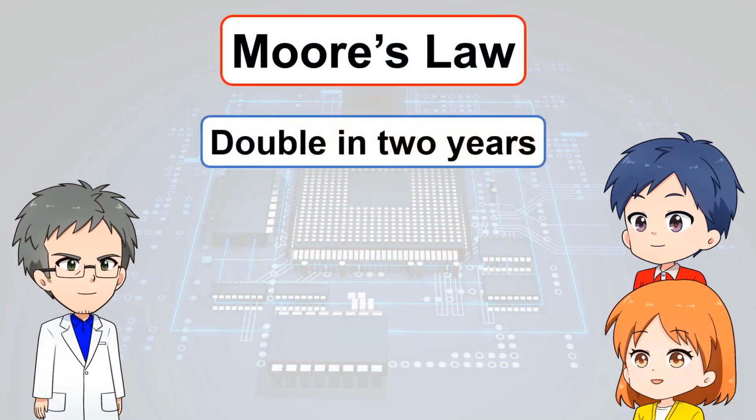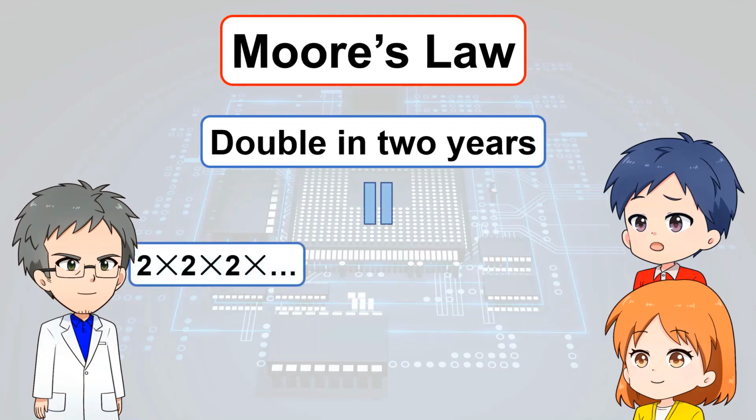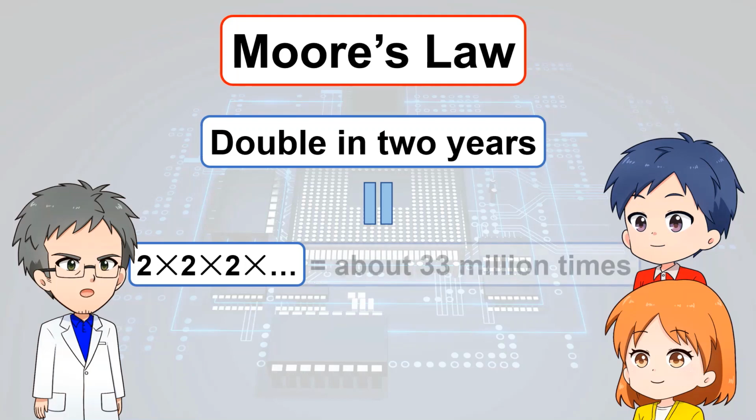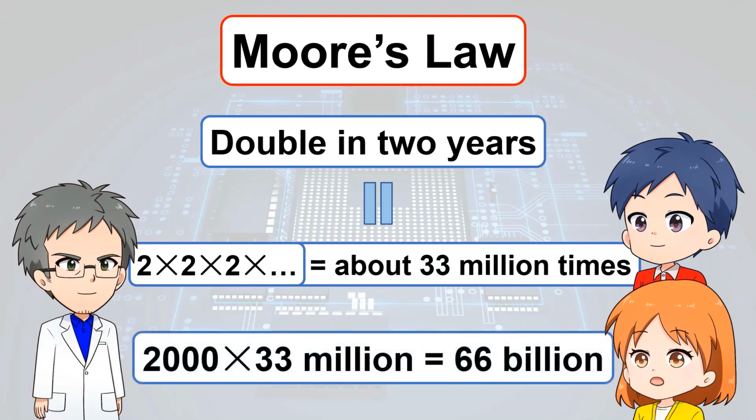If the number doubles in 2 years, and it has been more than 50 years since 1970, how many times is it now? 2 times 2 times 2 times. It's 2 to the power of 25, that is, 2 multiplied 25 times, so about 33 million times. 2,000 times 33 million is 66 billion, so it's a little less. The momentum of increase has slowed down in recent years.